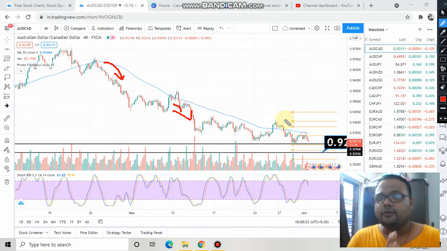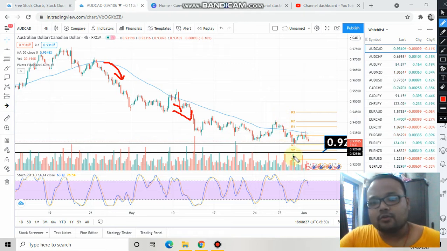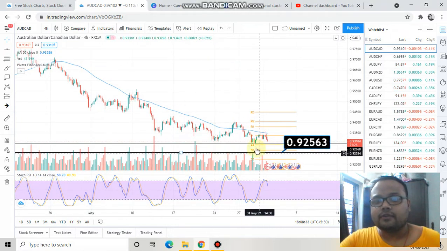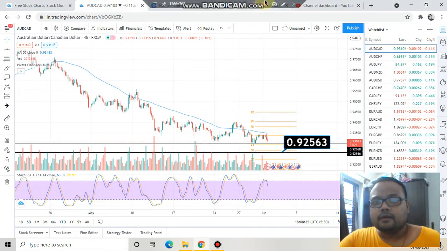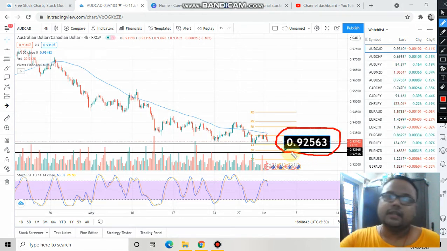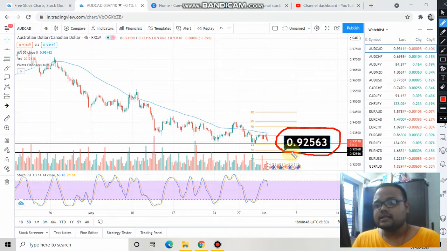Therefore, do not short the market as of now. We may wait for the market to come down to the support zone so that we can get a big move. Once the market reverses from this particular price level, we can hope that we will get a big move. But yes, we need a confirmation. For that, we will wait for 1 day at least. So this is the analysis for AUDCAD.